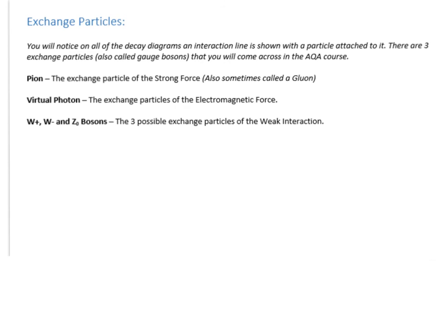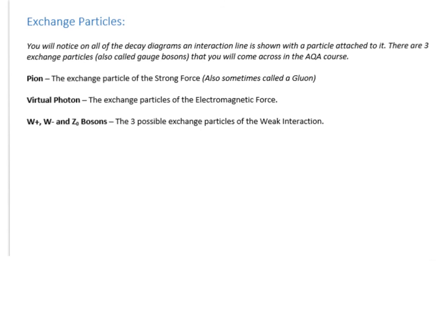So when you're doing decays, your charge carriers or your force carriers are going to be one of these W or Z bosons, because those are the ones for the weak interaction. So you can have a W plus, W minus, or if you find a situation where you need a neutral one, that's the Z0 boson. If you're showing electromagnetic, you're using the virtual photon, and if you're showing the strong force, you'd use a pion, which is sometimes called a gluon. Okay, so those are those.